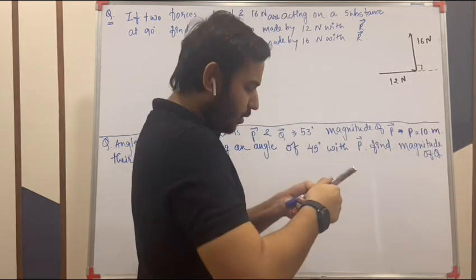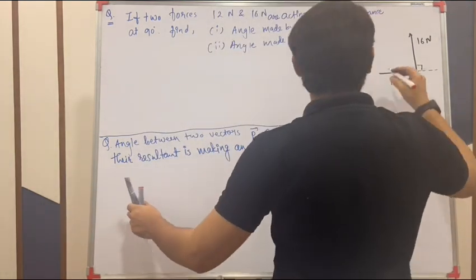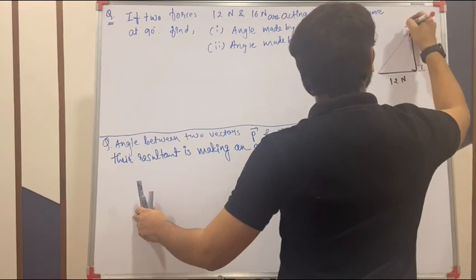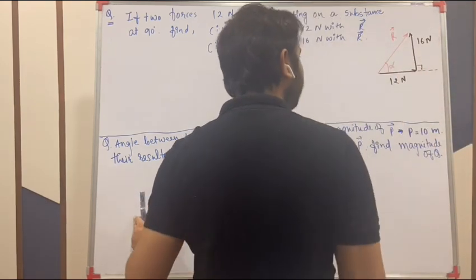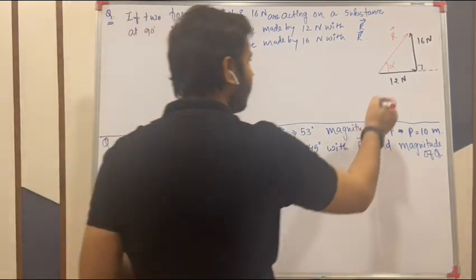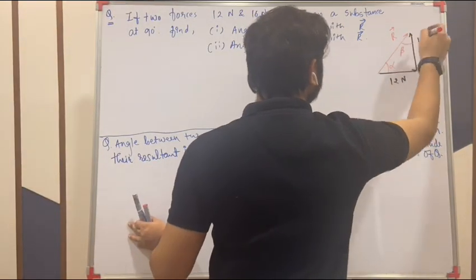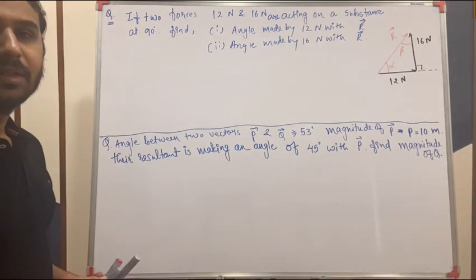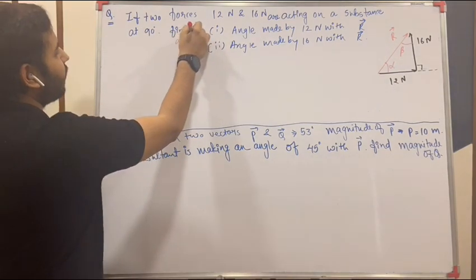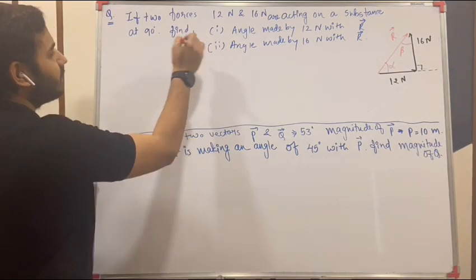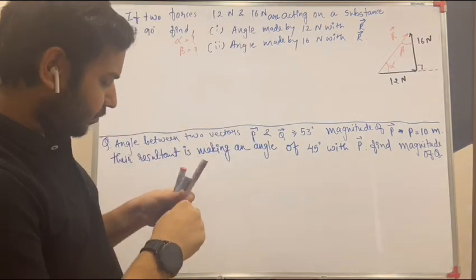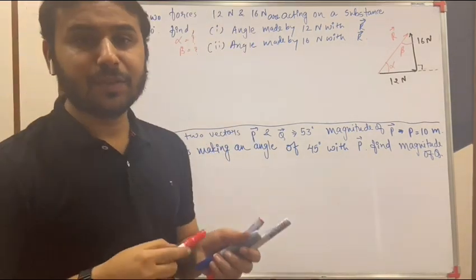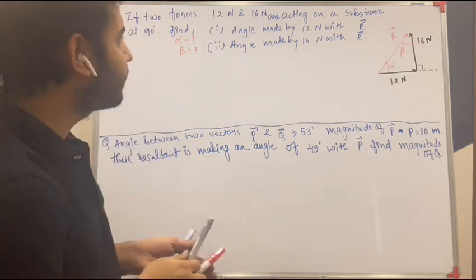Now what you need to find? The resultant vector making an angle alpha, say with 12 Newton, and say beta with 16 Newton. So we need to find alpha and beta. Understood? It's very easy. Now, what will be the value of tan alpha on the basis of this?